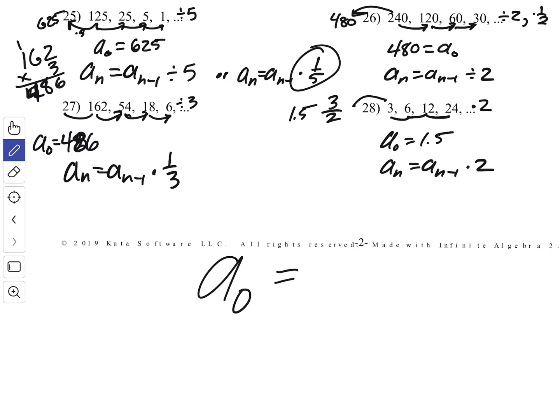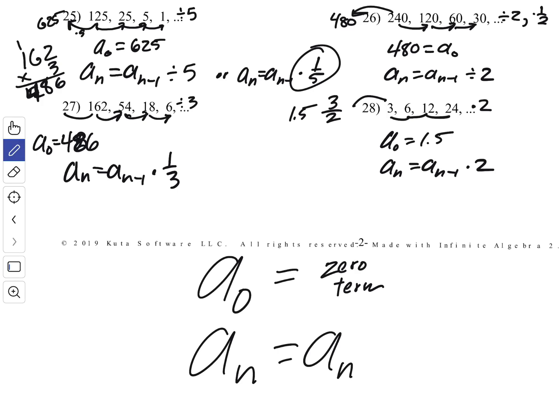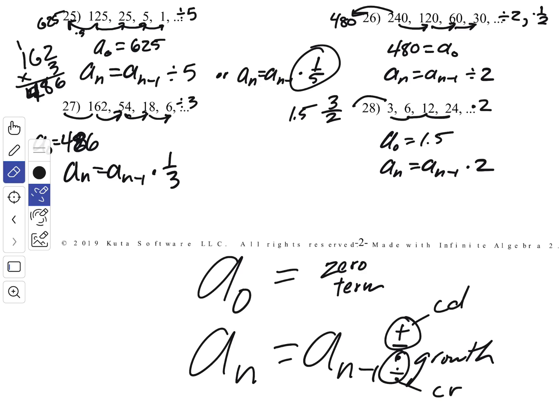So hopefully we realize no matter what we do with the recursive, it's going to be a sub 0 equals our 0-term number, right? Then a sub n equals a sub n minus 1, and we either add the growth, subtract the growth if it's arithmetic, multiply the growth, or divide the growth if it's geometric. Okay, remember, if it's these two, it's the common difference. These two, common ratio. We could also call them rate of change. There's a lot of different names for it. But yeah, guys, so that's pretty much all we got.